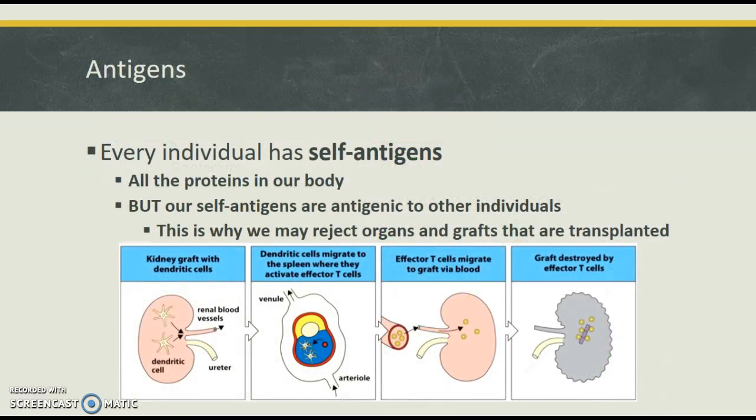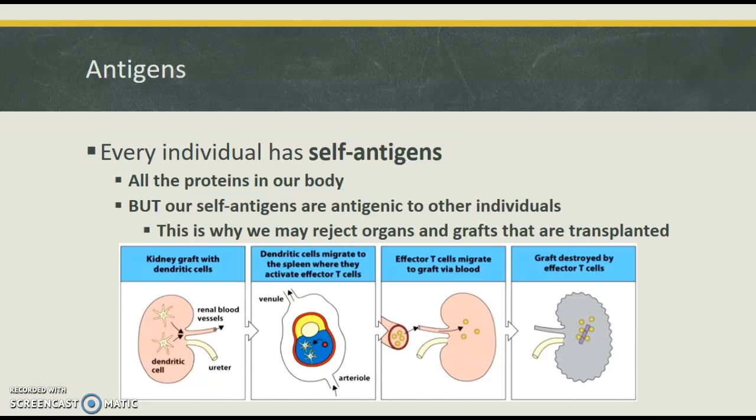So every individual has self-antigens. We actually have different antigens on our blood cells, for example, that allow our own body cells to know what should be there and what should not be there. So our immune system is able to tell the difference between our body cells and foreign invaders. So we have our own little antigens on various cells.